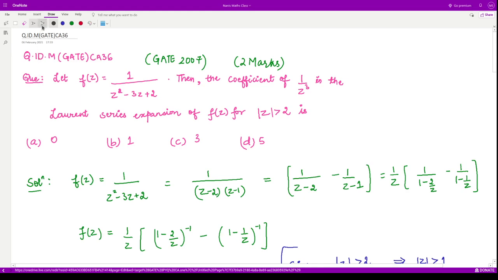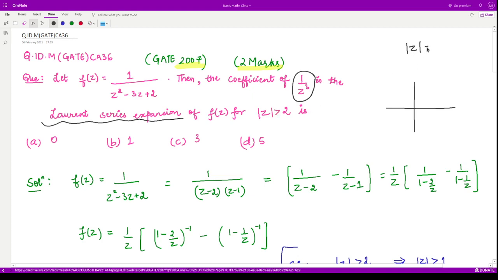This question is from the year 2007 and it is of 2 marks. The question is, if f of z is given to be this function, then the coefficient of the term 1 divided by z cube in the Laurent series expansion of this function, when the region is given to be modulus of z greater than 2. So you have something like this, modulus of z greater than 2.